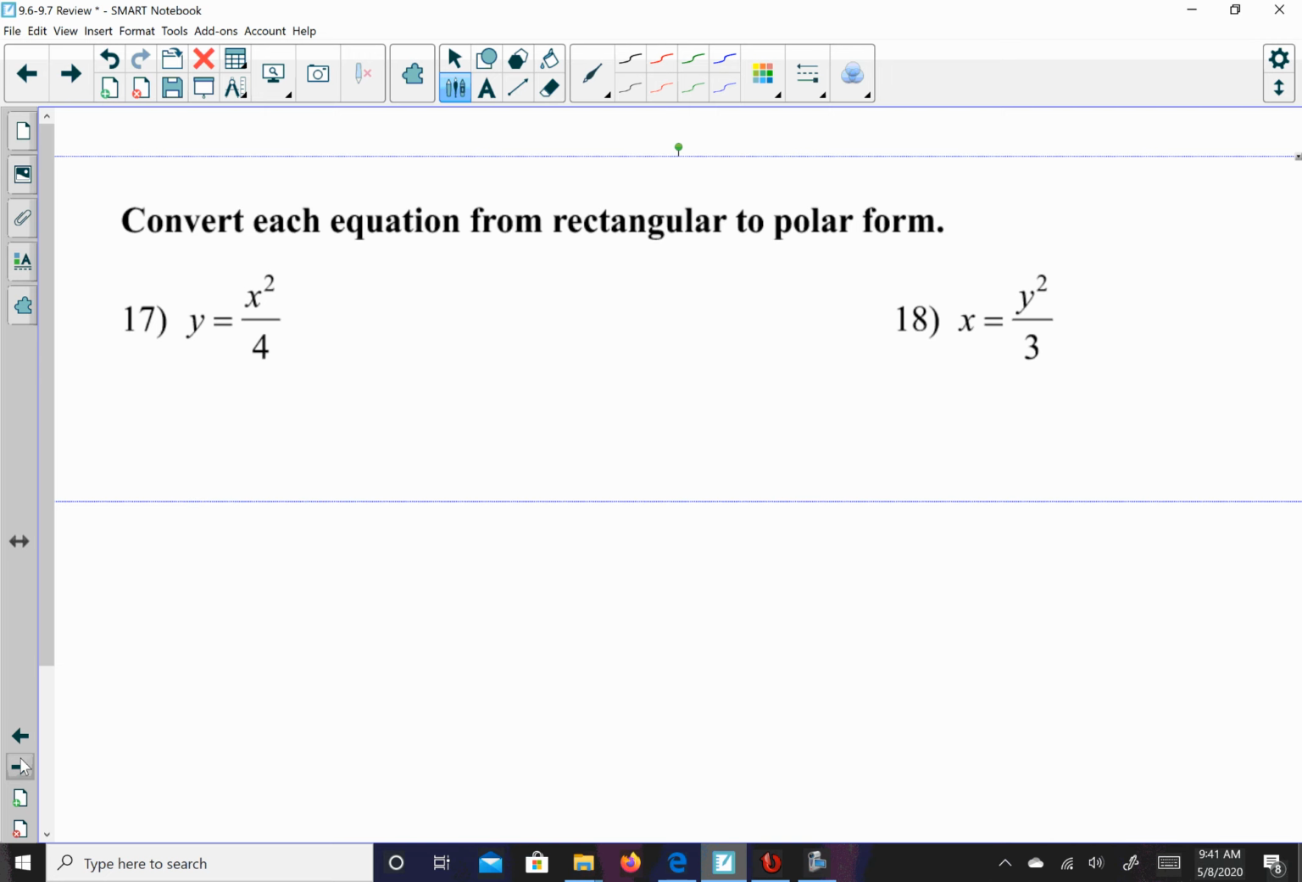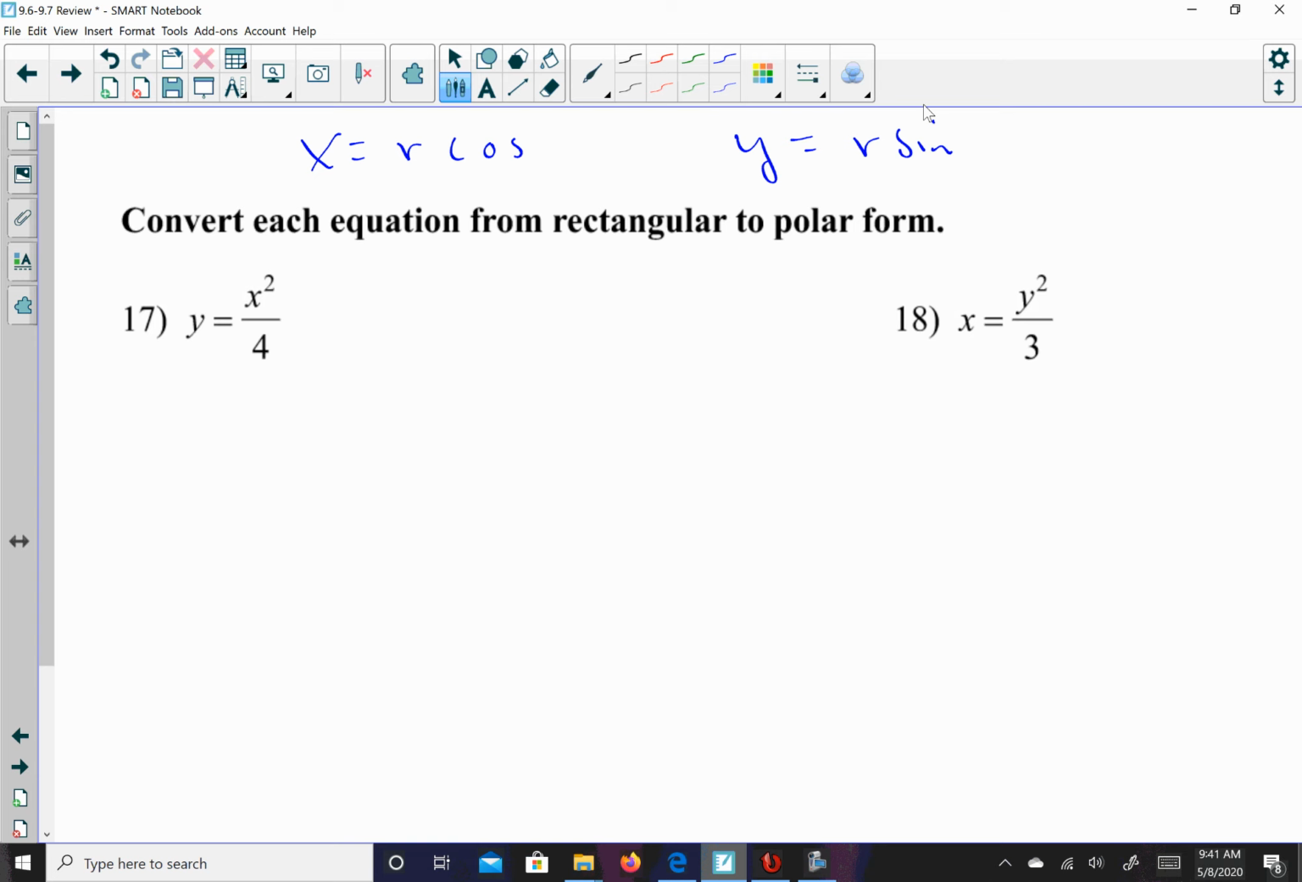All right, so this one you want to convert each rectangular equation to polar. Going from rectangular to polar is extremely simple. Every time you see an x, you're going to replace it with r cosine theta. Every time you see a y, you're going to replace it with r sine theta. And then simplify. So before I do this, I'm going to get rid of this 4 in the denominator. So I'm going to multiply both sides by 4.